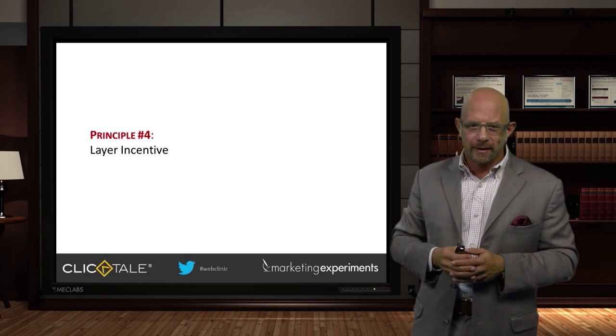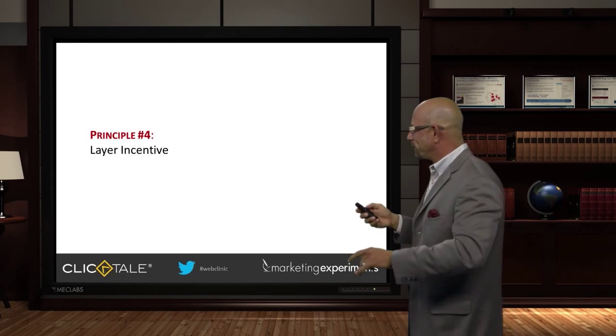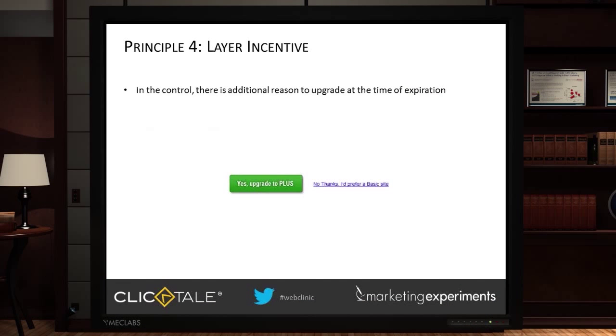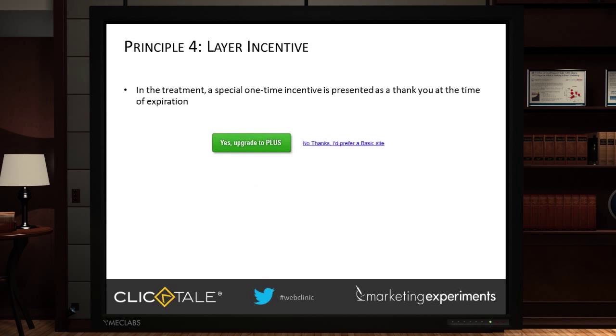All right. Principle 4, layer incentive. So here it is. In the control, there's no additional reason to upgrade. The only value driving you to the upgrade is the value in the core of the offer with the value proposition. But we want to add value, a new layer of value on top of the incentive that comes with just having a free trial. And so we move from this version to what you're going to see here.